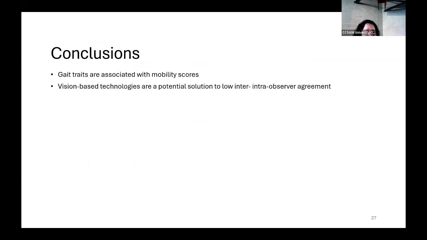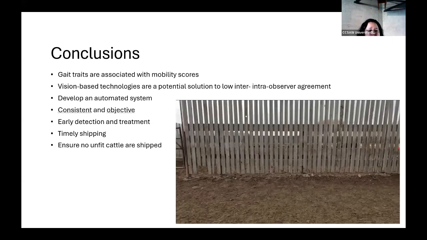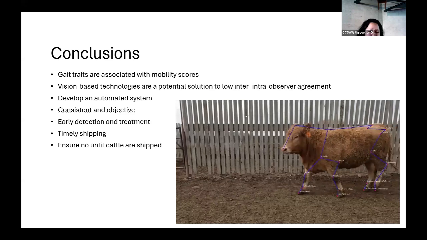So in conclusion, we know that the gait traits are associated with mobility scores. We know that vision-based technologies are a potential solution to low inter- and intra-observer agreement. And results of this study will help us in the development of an automated system that will consistently and objectively identify lameness using artificial intelligence. It will help in early detection, early treatment, and timely shipping for non-treatable reasons, and will assure that no unfit cattle are shipped.